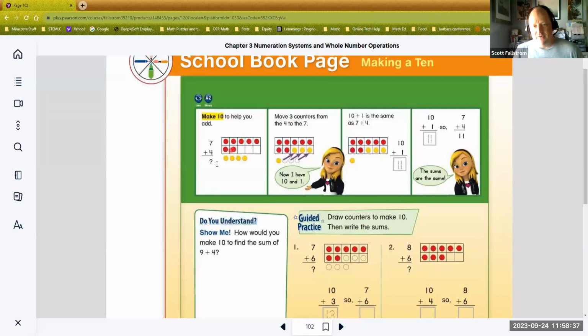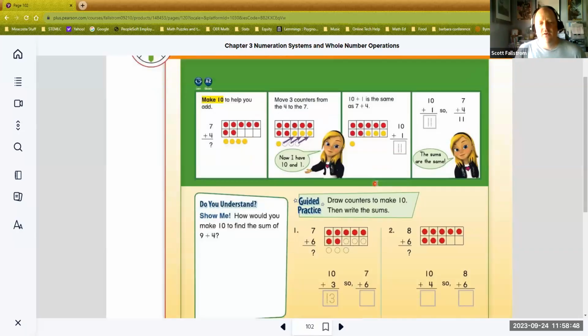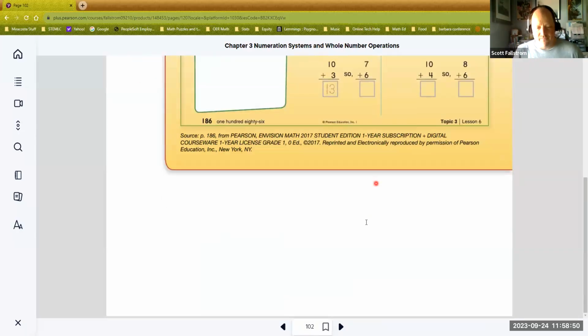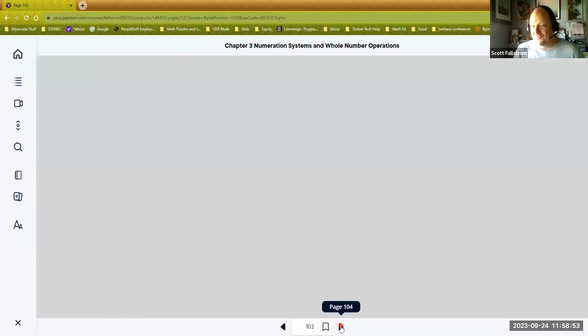So there's red 7. You're going to add 4. So put the yellow counters in to show what you're adding. And you can see you made a whole group of 10 with 1 left over. And that is where we get our place value. Okay. So you get to try a few of those. Well, you get to at least look at a few of those, right?